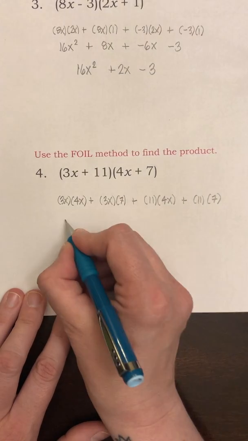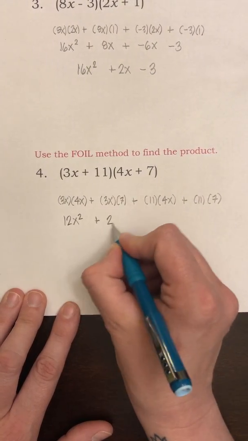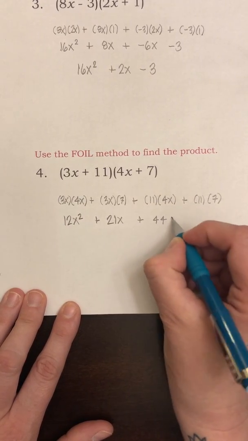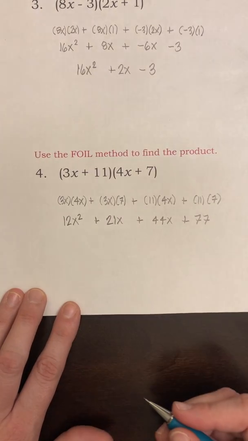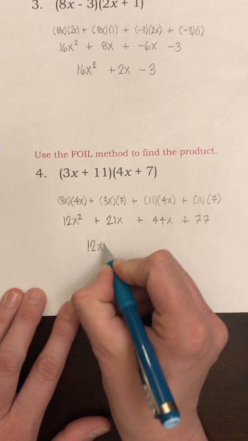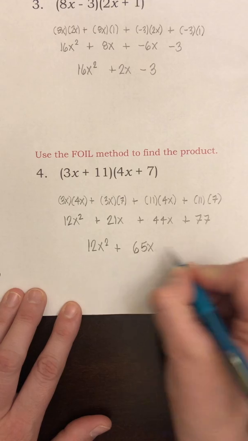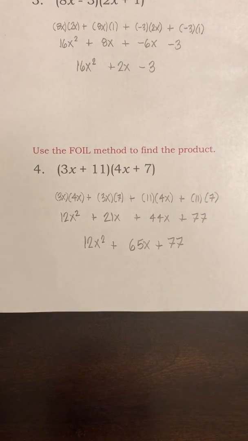So 3x times 4x is 12x squared. 3x times 7 is 21x. 11 times 4x is 44x. And 11 times 7 is 77. So now combining like terms, I get 12x squared plus 65x plus 77 as our final answer for number 4.